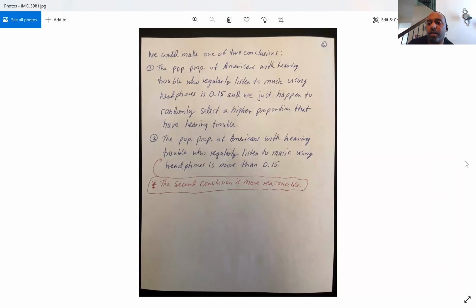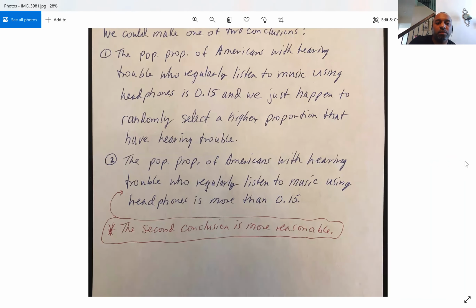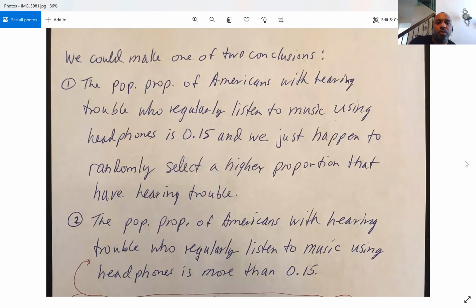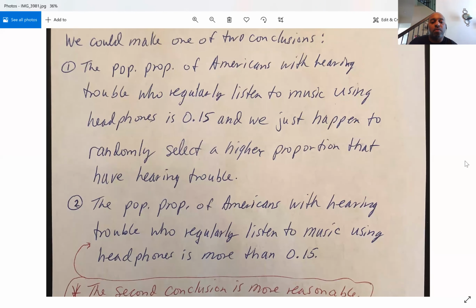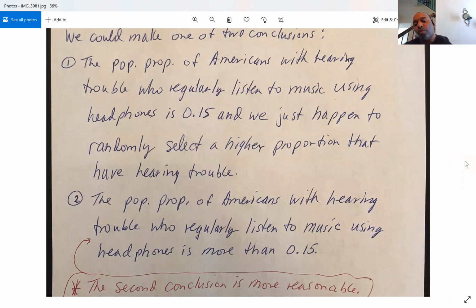All right, last thing. Since it's unusual, we could make one of two conclusions. The population proportion of Americans with hearing trouble who regularly listen to music using headphones is 0.15, and we just so happen to randomly select a higher proportion that have hearing trouble, or the population proportion of Americans with hearing trouble who regularly listen to music using headphones is more than 0.15. And so that second conclusion is more reasonable.